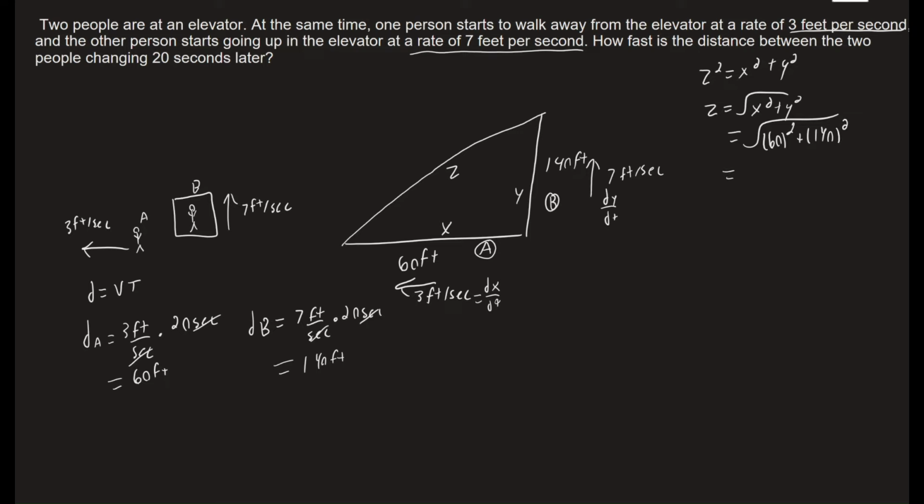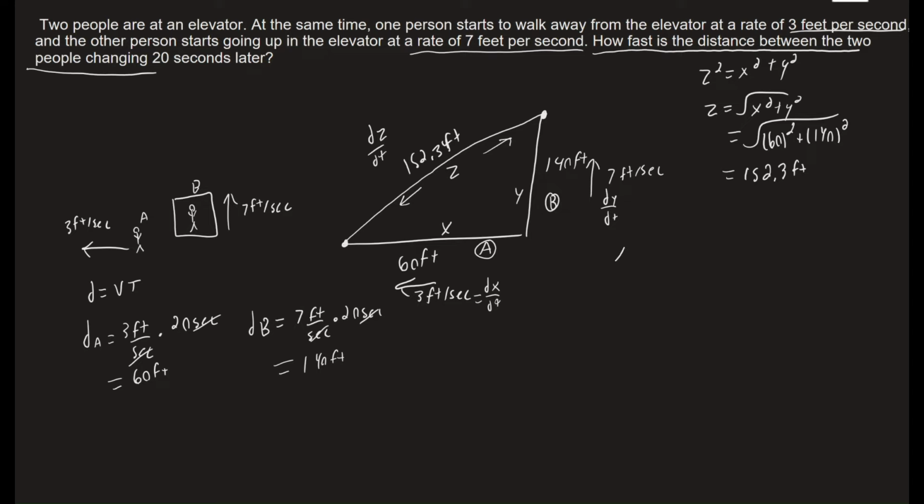So let's plug that in the calculator. And we're left with 152.3 feet. So the question is asking how fast is the distance between the two people changing? So we're looking for dz over dt. Because at this moment in time, person B is over here and person A is over here. So we're trying to find how fast this line is increasing.